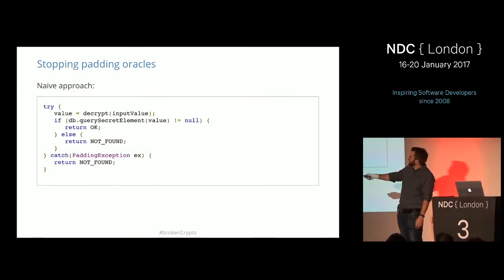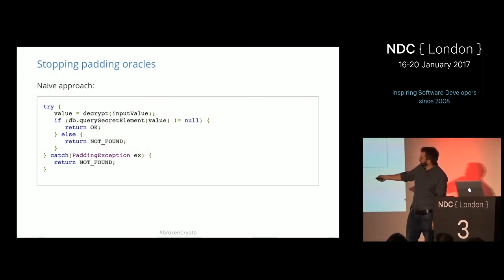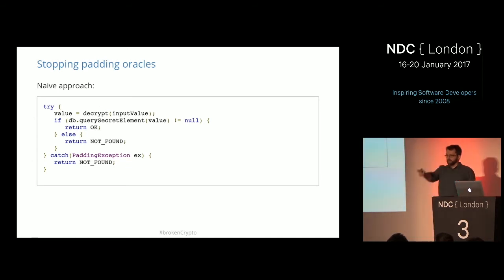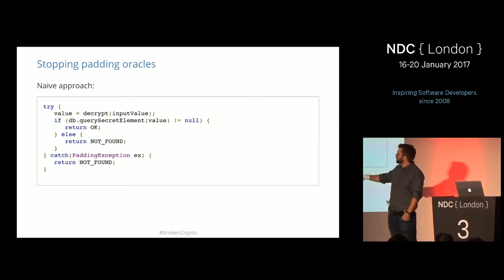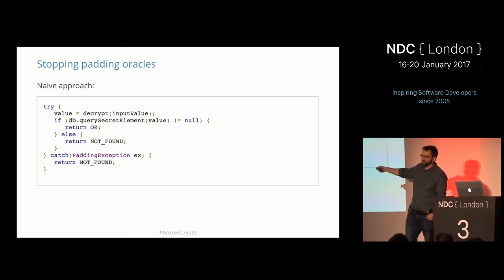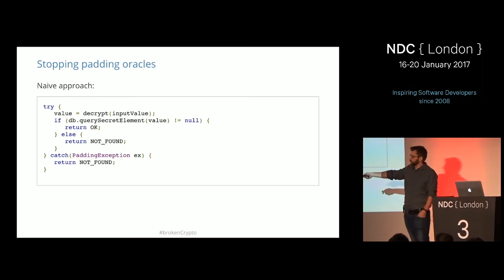Makes sense, right? So if the decryption fails, we get a padding exception, and then we return not found, and that's the same thing that we're going to... It takes a different amount of time, because if the value is correct, we're going to look it up. If it's not correct, we're just going to go straight down here. So we have a timing problem.